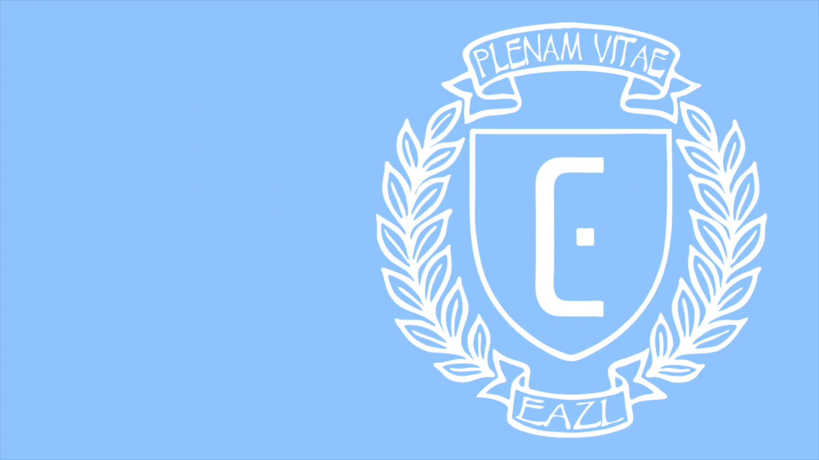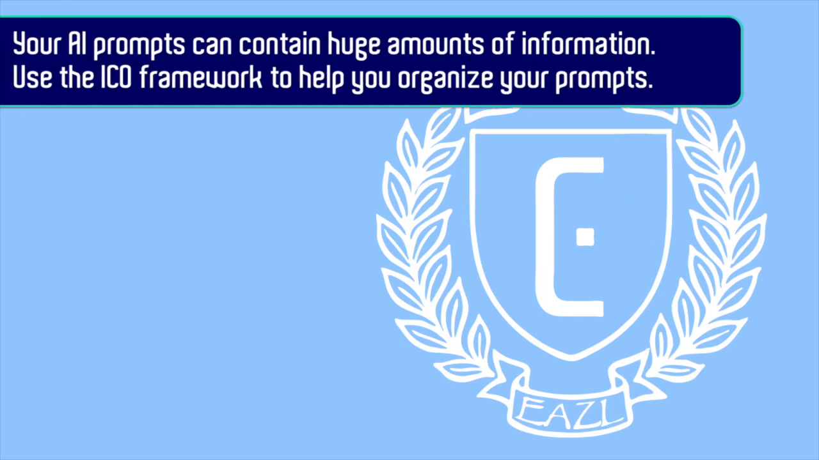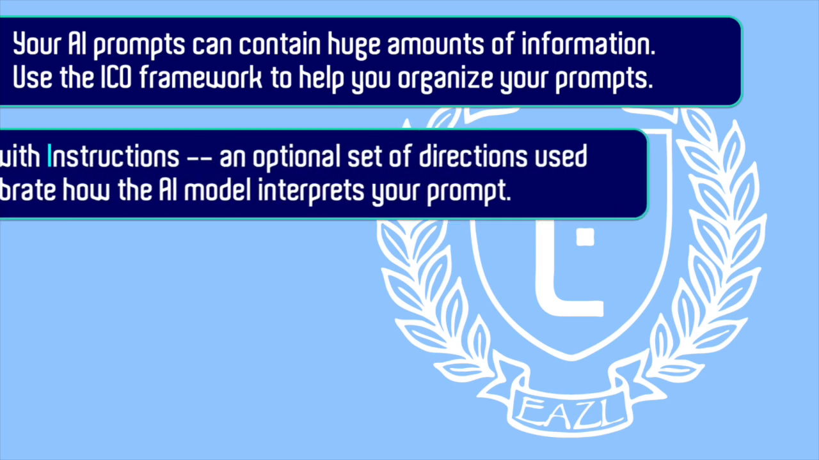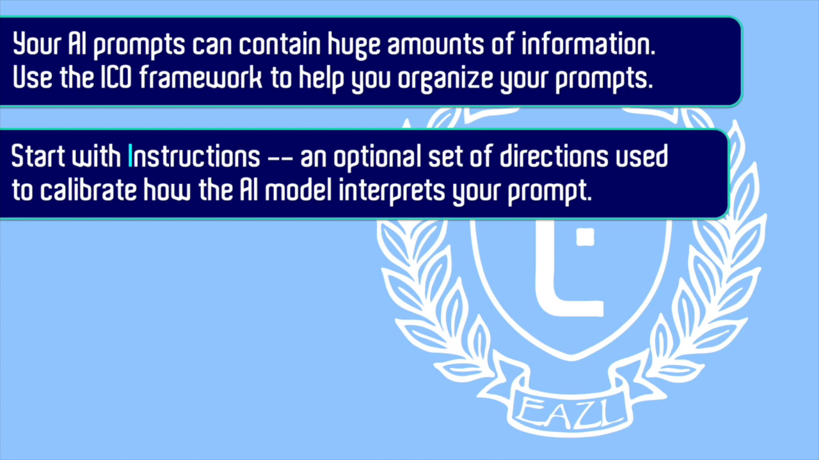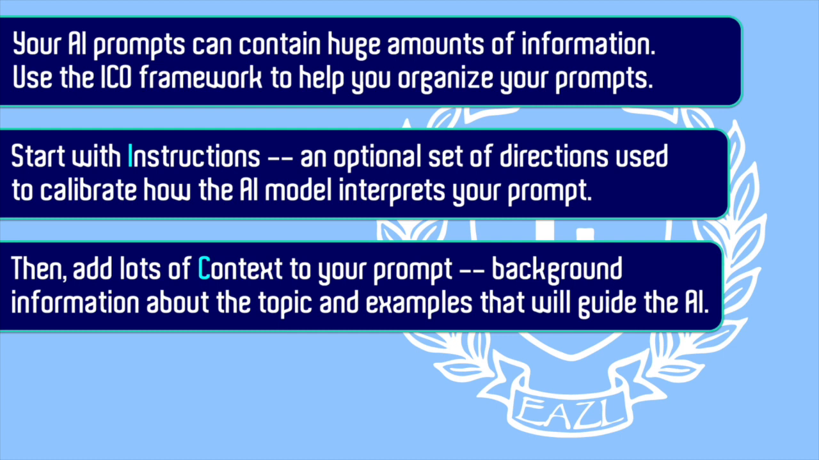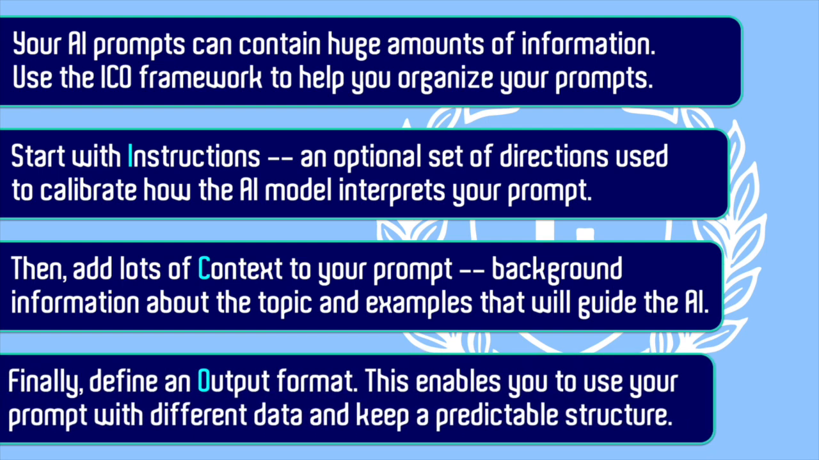So in summary, your AI prompts can contain huge amounts of information. Use the ICO framework to help you organize your prompts. Start with instructions, an optional set of directions used to calibrate how the AI model interprets your prompt. Then add lots of context to your prompt, background information about the topic, and examples that will guide the AI. Finally, define an output format. This enables you to use your prompt with different data and keep a predictable structure.